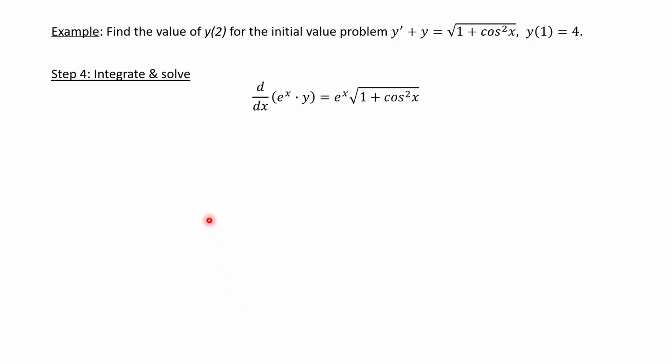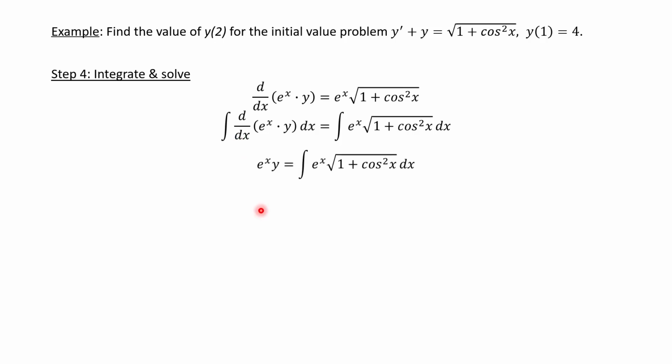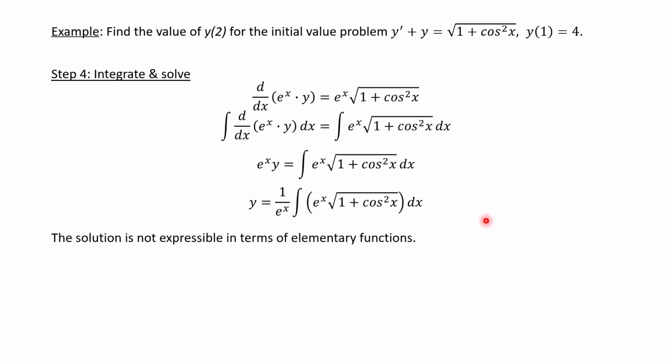Okay, so we integrate and solve. And on the left side, the integral undoes the derivative here. The right side is pretty ugly. And so if I just divide by e to the x, here's our implicit solution. Y equals 1 over e to the x times this integral. Okay, so if it just wanted an implicit solution, we could go ahead and stop here. Well, technically it's explicit because y is solved for.